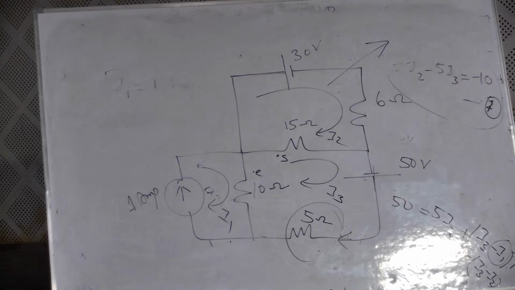Applying KVL to mesh 3, minus to plus 50 is equal to 5 into I3 first drop, second drop 10 into I3 minus I1, sorry I3 minus I1, plus 15 into I3 minus I2. What is the value of I1? Get the equation.